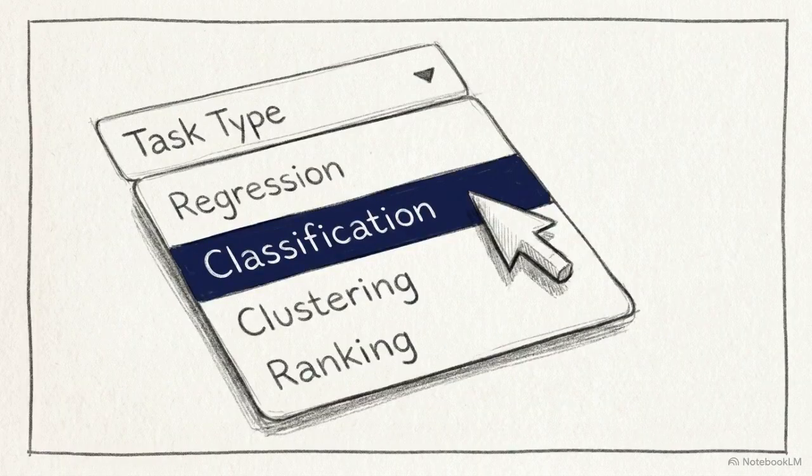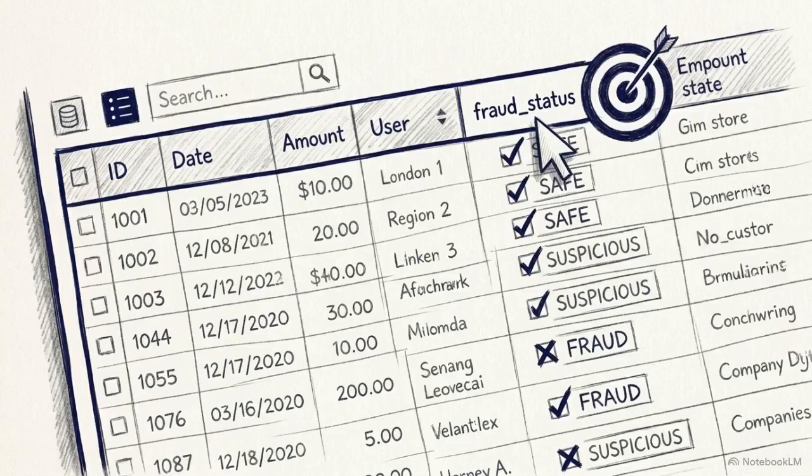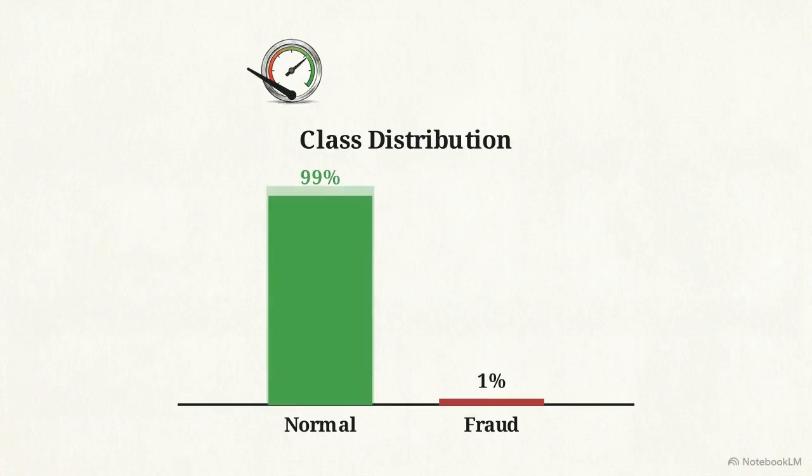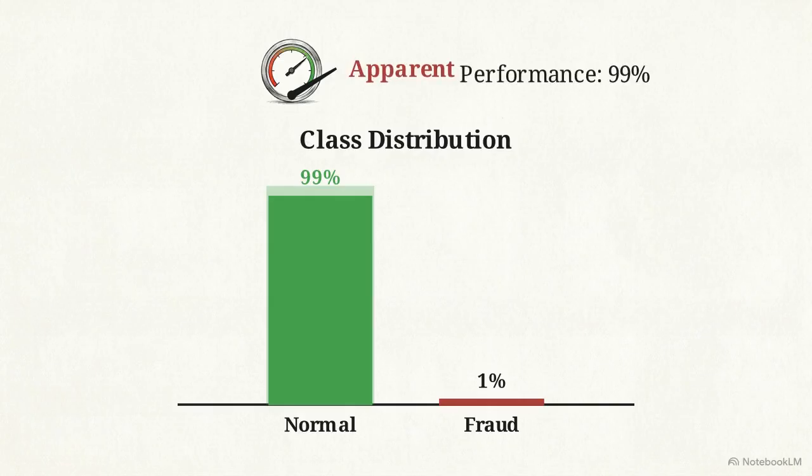If you are building a classification model, your next step is to select a target column. Let's say we want to predict fraud. Look at this distribution chart. If 99% of your transactions are normal and only 1% are fraud, your data is highly imbalanced. A model could simply guess normal every single time and appear 99% accurate, completely failing its actual job.